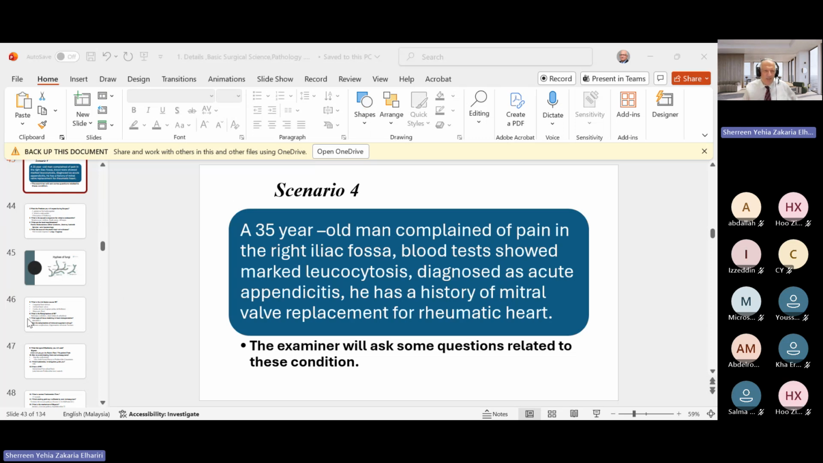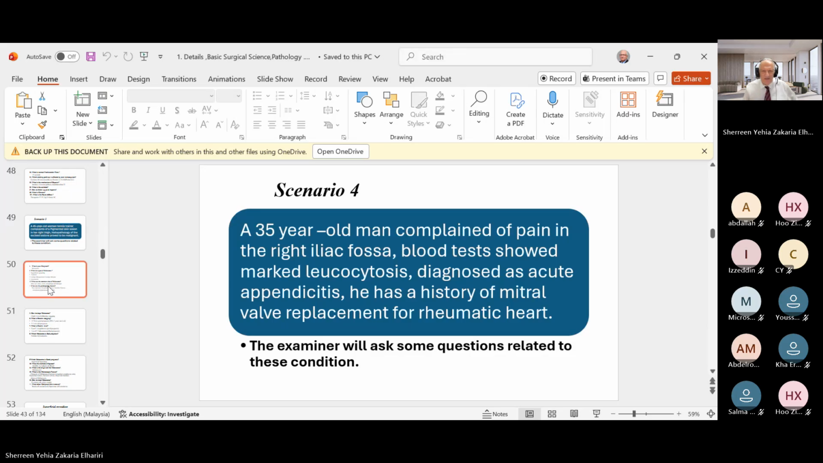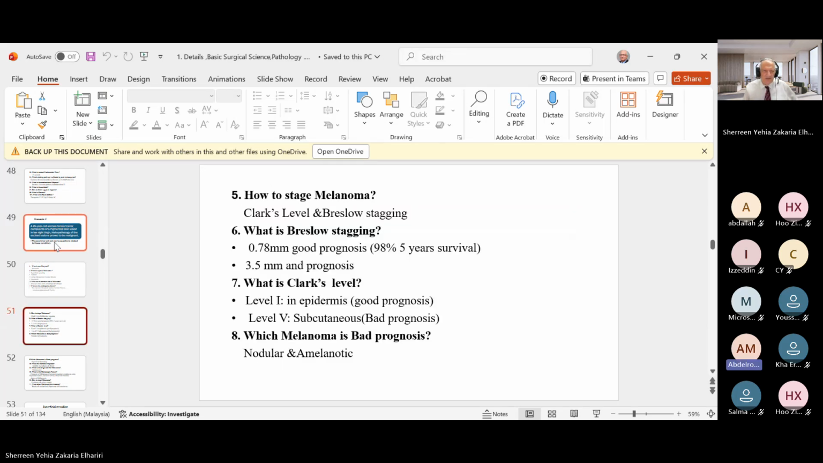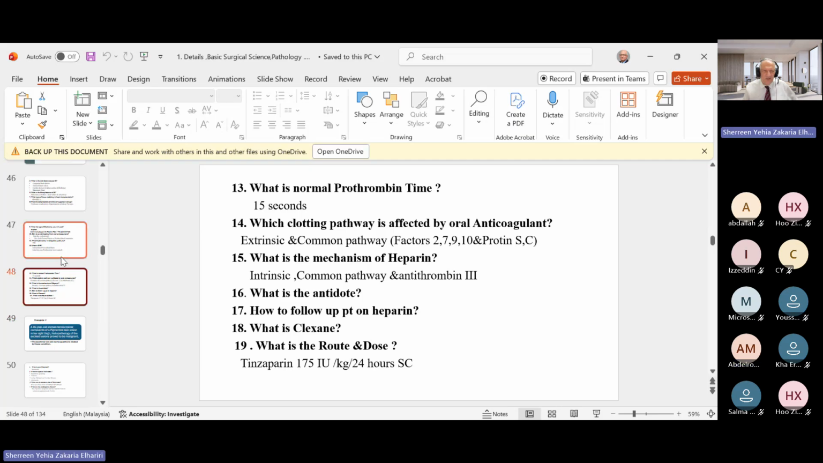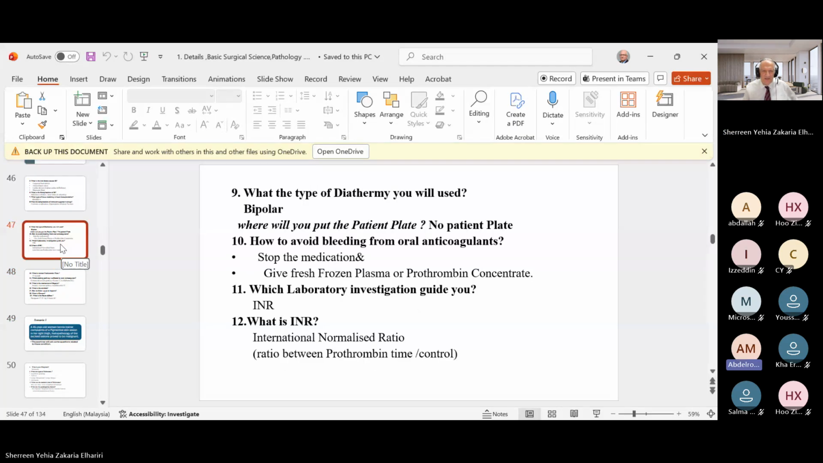Okay. So if you use bipolar diathermy, where do you put the patient plate? In the right side. No, it is the wrong answer. In the left side. No, wrong answer also. No plate. No patient plate. You mentioned it is bipolar, so it is no patient plate. Okay. All right. This is also for what you know, from recall or from the student. I don't ask what you put if you use monopolar. That is a different question, a different station.